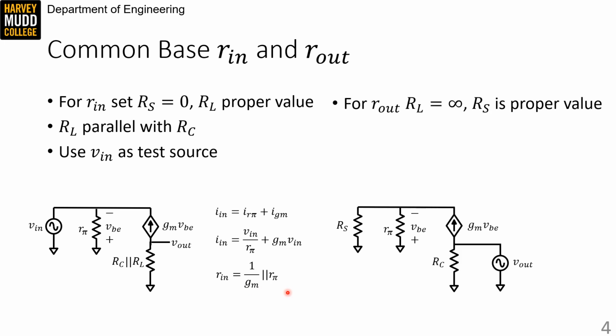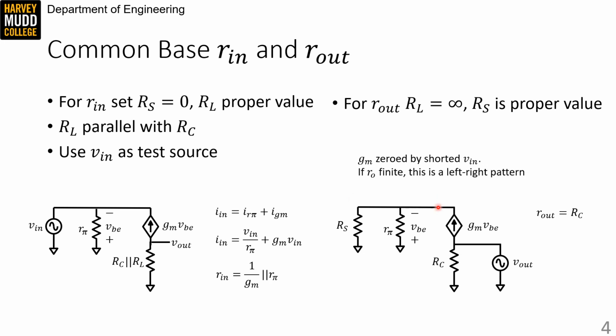To find Rout, we let RL be infinite and set Rs to a normal value, and that Rs connects from the base to ground. Pause the video and try to find Rout. The GM generator gets shut off by Rs grounding RPi, which means that the output voltage source only sees RC. That's a quick calculation, but it would be more interesting if RO were finite.